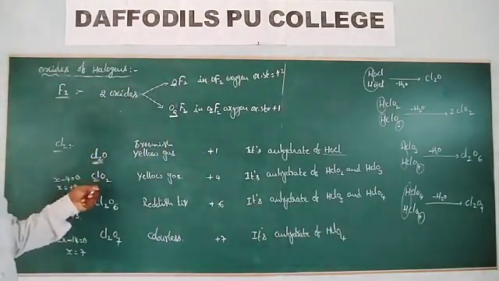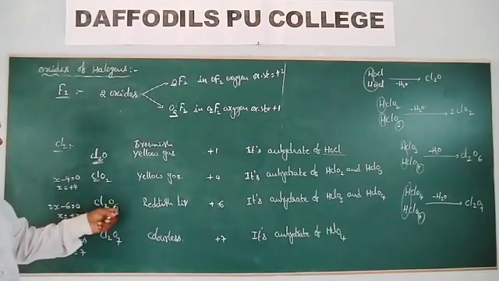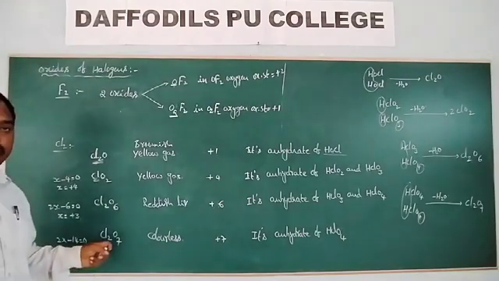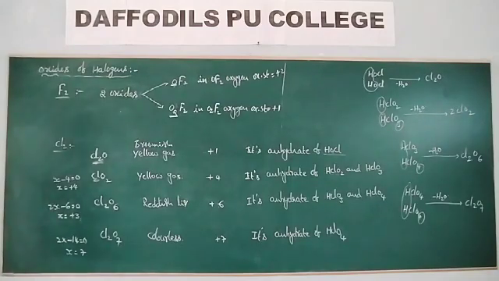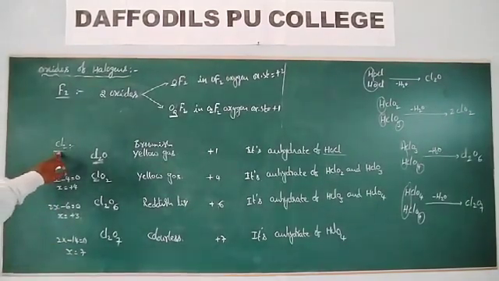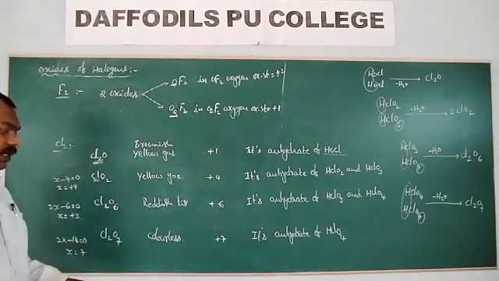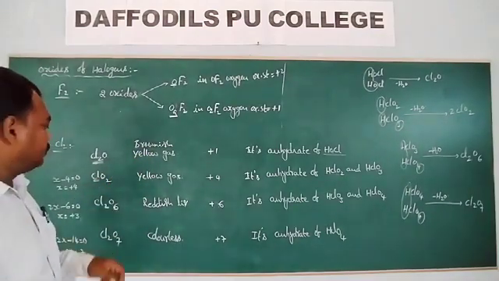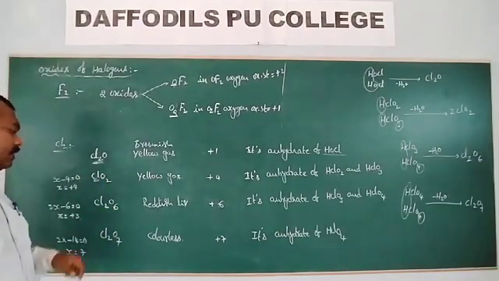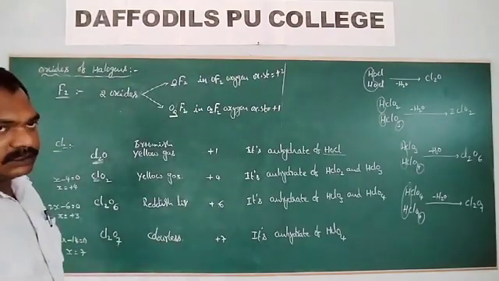This is chlorine monoxide, chlorine dioxide, dichlorine hexoxide, or simply chlorine hexoxide, and this one is chlorine heptoxide. So these are the oxides of chlorine. Chlorine forms different kinds of oxides: Cl2O, Cl2O2, Cl2O6, Cl2O7. Cl2O is a brownish yellow color gas. Cl2O2 is a yellow color gas. Cl2O6 is a reddish brown color gas. Cl2O7 is a colorless substance.